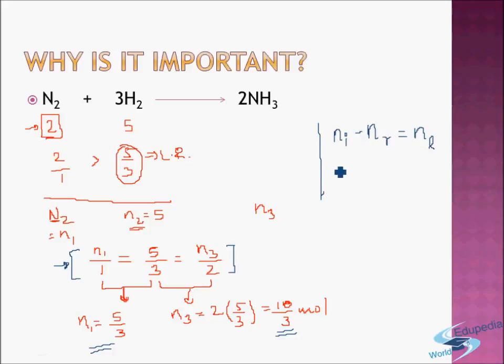So initial moles were 2 and moles which took part in the reaction were 5 by 3. So 2 minus 5 by 3 is 1 by 3. So N_L is equal to 1 by 3, that is, moles of nitrogen still left in the container after the completion of the experiment is 1 by 3 mole. And plus we will also have 10 by 3 mole of ammonia in our container. So this is the calculation part of limiting reagent. Let's see another example and then we can wrap this up.